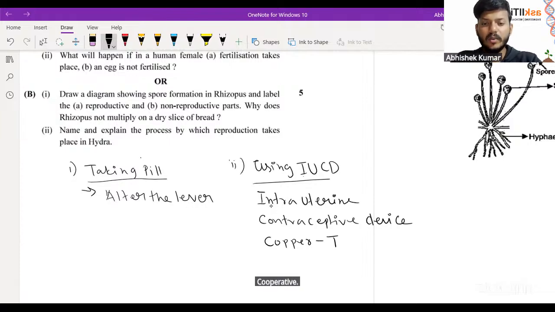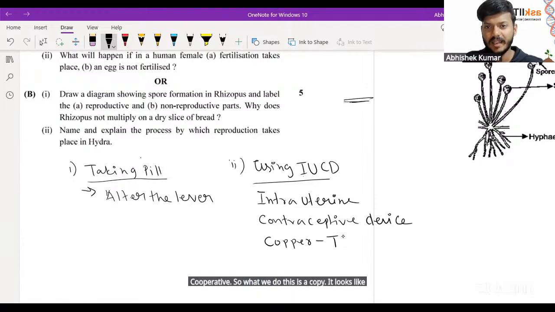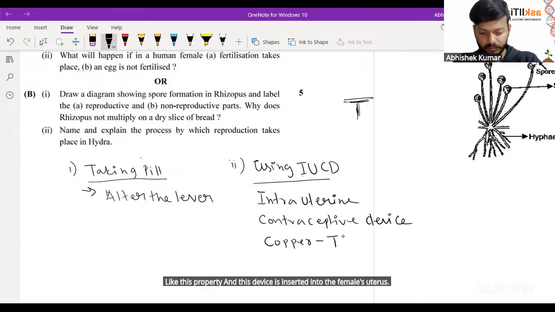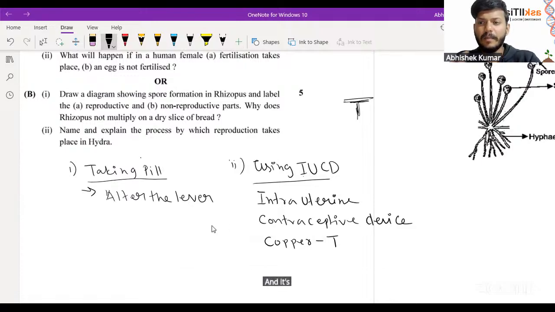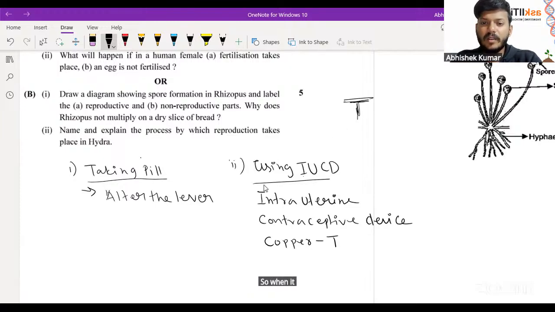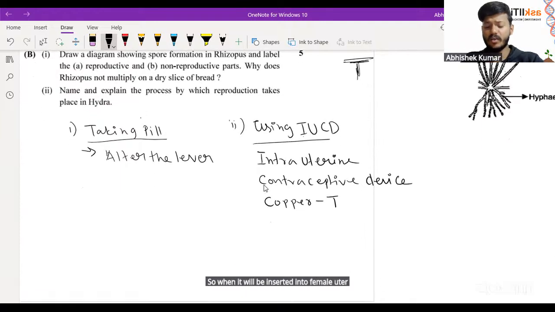So what we do, this is a copper T. It looks like a T-like structure, like this. This device is inserted into the female's uterus. It's just a small metal structure in a T shape. So when it is inserted into the female uterus, it causes irritation.